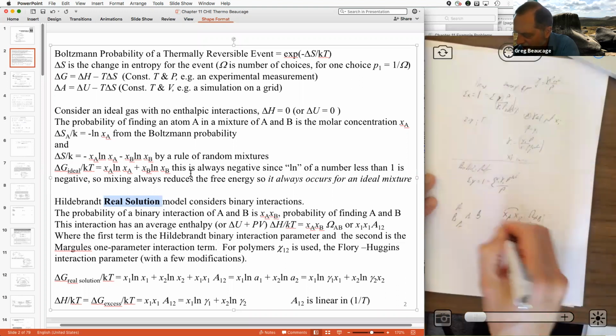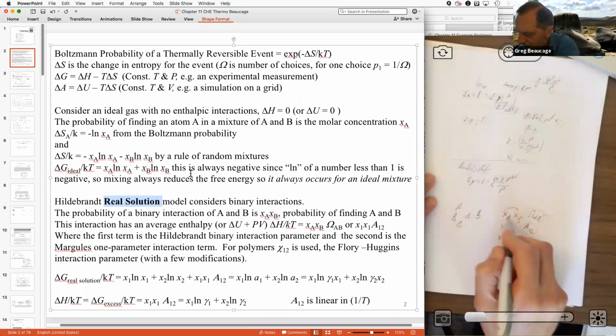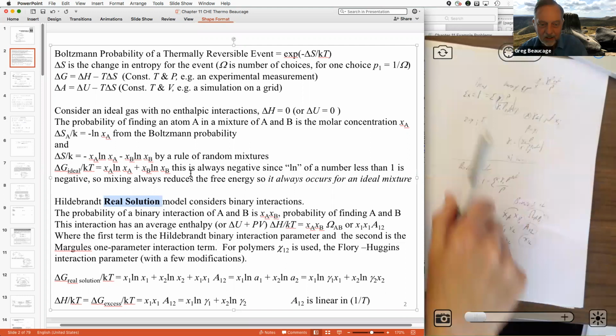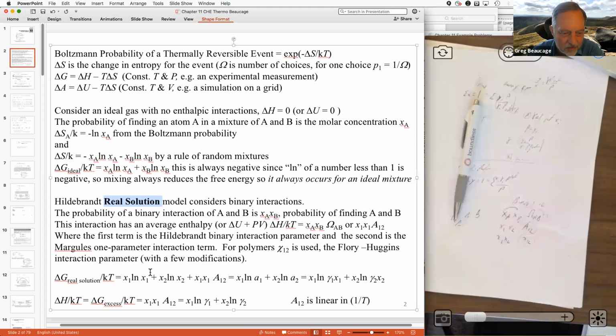It's just the mole fractions. That's the probability of an AB interaction. This is for binary interactions. And you're just going to add that term to this ideal mixing term, which is just a rule of mixtures, x1, x2 times this Boltzmann entropy. Right, and this is divided by kT. So the entropic parts of this won't have a temperature in them because they have to be S times T to be entropy. That means A12 has to be 1 over temperature to account for the 1 over temperature over here.